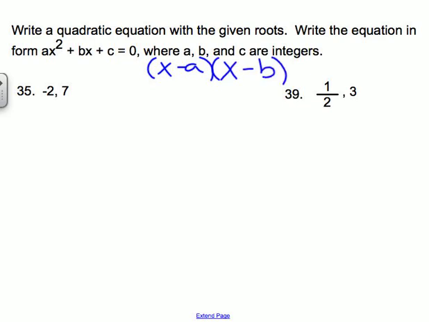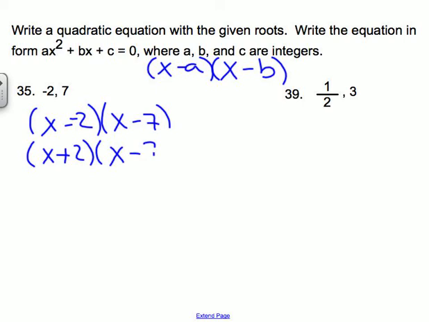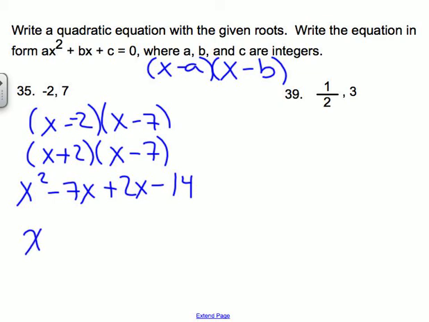So I'm going to take my first problem here, 35. I'm going to take x minus a negative 2 and x minus 7. Simplifying it, I have x plus 2 times x minus 7, and now I use my foiling technique that we reviewed in chapter 5. Foiling, my first terms are x squared. The outside terms are a negative 7x. The inside terms are a 2x. And the last terms are a negative 14. Collecting my terms, I get x squared minus 5x minus 14 equal to 0. Don't forget to set it equal to 0 because it asks you for an equation. An equation needs a left and a right with an equal sign.